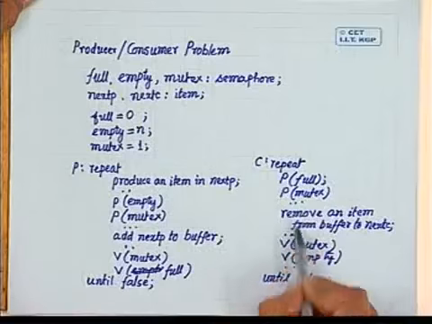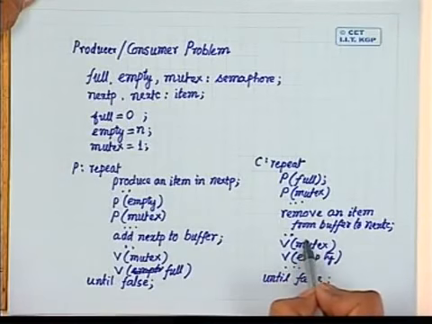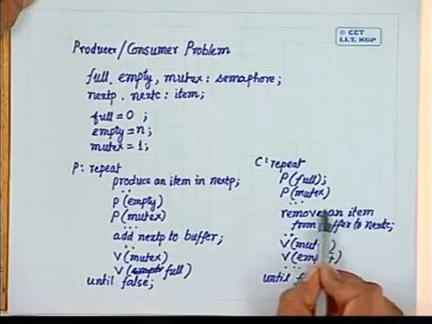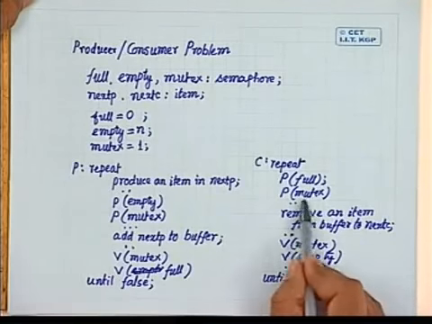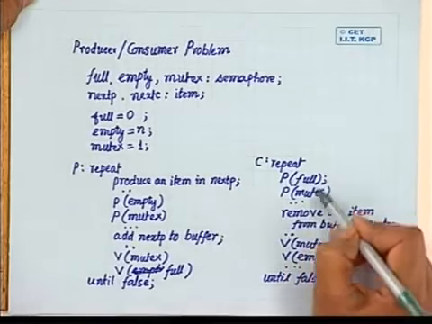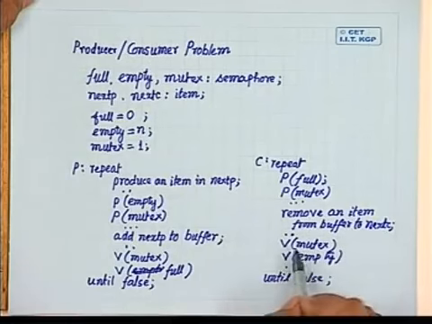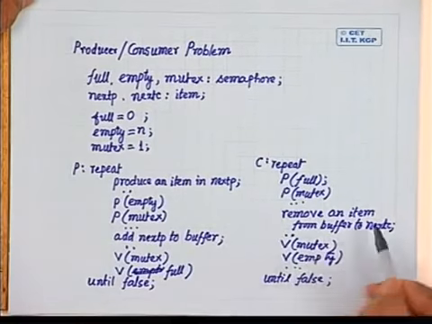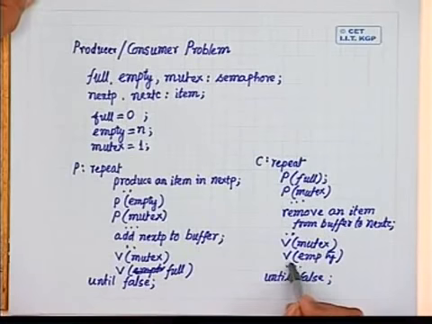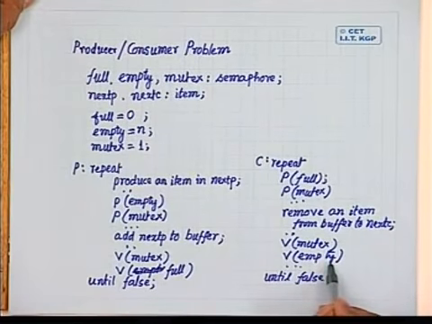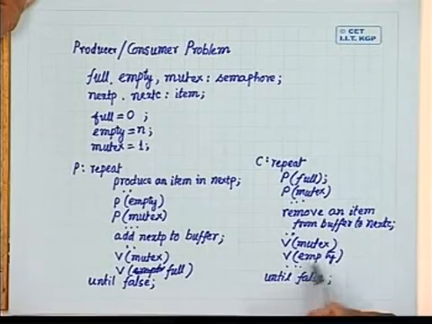After that, again P mutex and V mutex, this pair of operations ensures that access of the buffer is mutually exclusive. If both the P full and P mutex operations are successful, then only the consumer process will consume an item from the buffer, and after that, by performing the V mutex operation, the buffer will be freed. Finally, by executing this V empty operation, because the consumer process has consumed one item, one more location in the buffer has been made free. So the value of the semaphore variable empty will be incremented by 1 by this V empty operation.